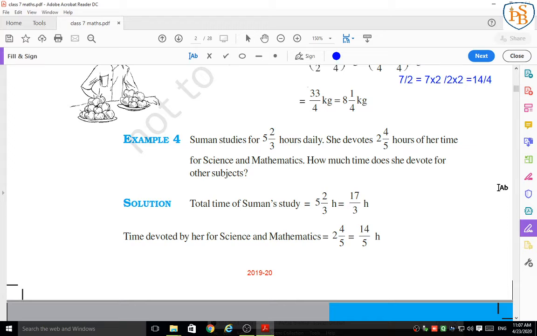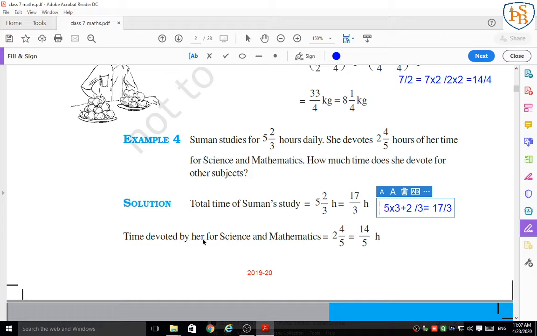Total time of Suman's study is 5 and 2 upon 3 hours. As we have already studied, we have to multiply the whole number and the denominator, that is 5 into 3, and add the numerator, that is plus 2. So 5 3s are 15 plus 2, that is 17, and the denominator remains the same, that is 3.